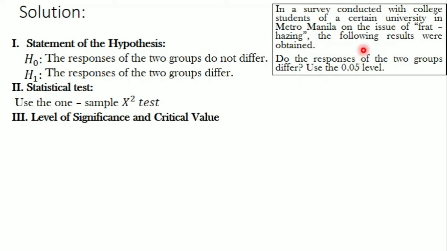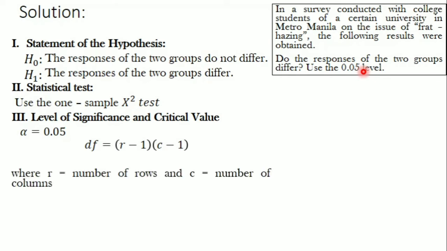The level of significance is 0.05, and for the critical value, first we need to find the degrees of freedom by using the formula, the quantity r minus 1 multiplied by c minus 1. How many rows are there? 2. And how many columns? 2. So what is 2 minus 1? 1. And 2 minus 1? 1. So 1 multiplied by 1. Your degree of freedom is 1.